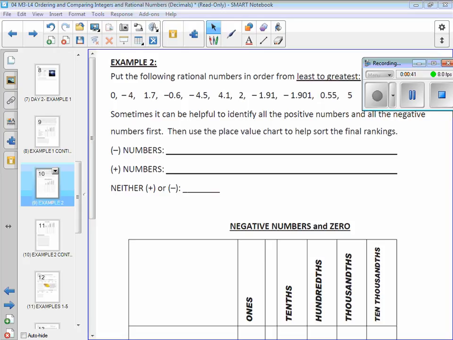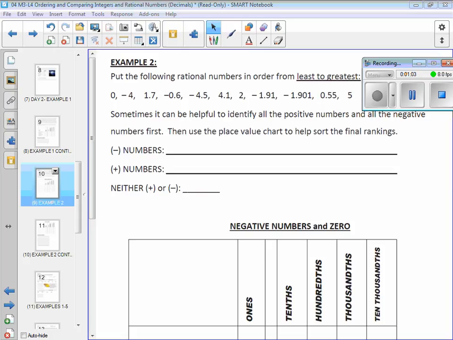Okay. When you have a lot of negatives and a lot of positives together, it will help you to separate all of the negatives from all of the positives. In this case, all of the negative numbers and 0 are going to go on their own place value chart. And then we'll take care of the positives on the next page.